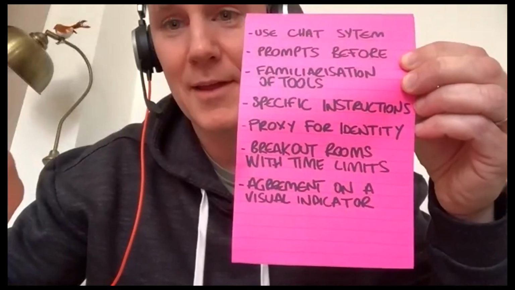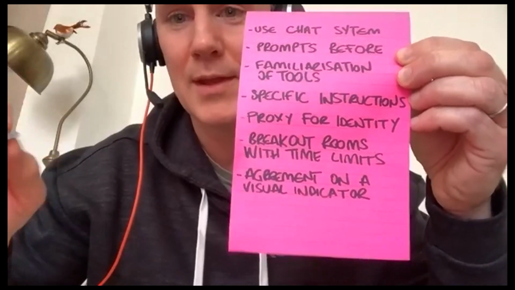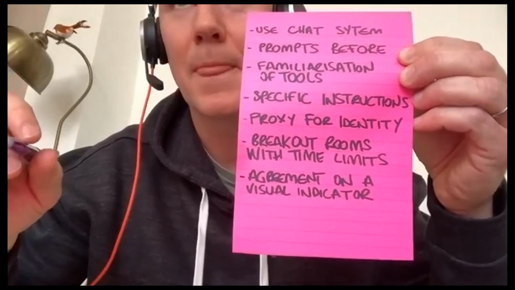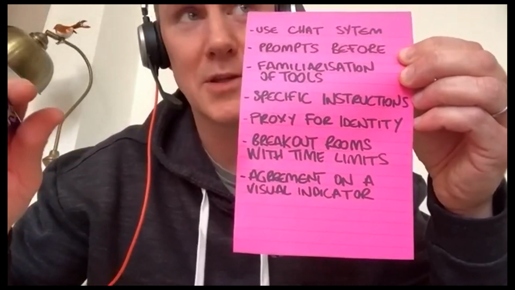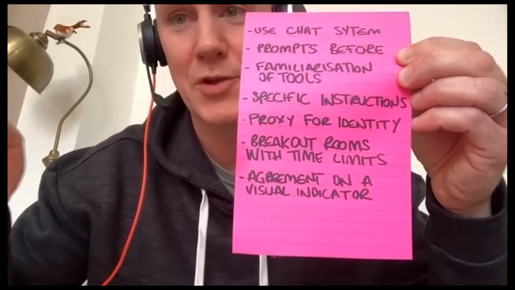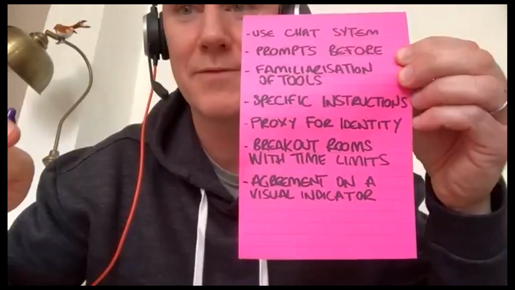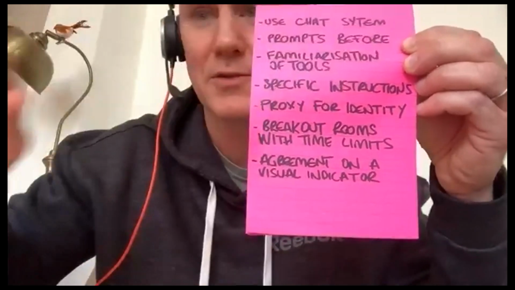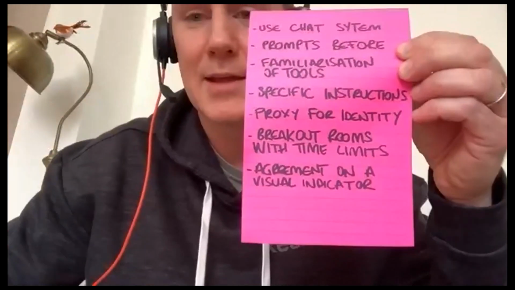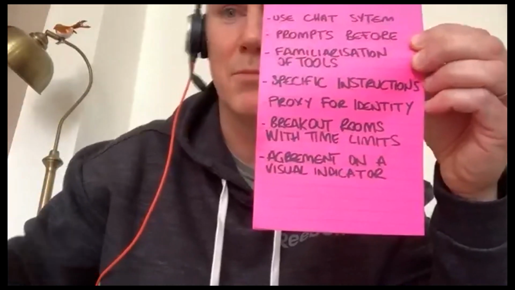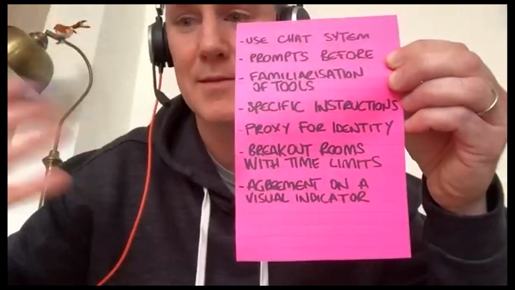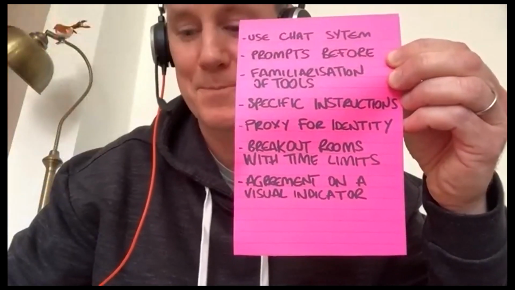And finally, an agreement on a visual indicator. So if you want to know if the energy is being lifted or if people understand, you can agree up front or ask the group to come up with some kind of visual indicator. So rather than just being lots of little faces, if you suddenly see everyone waving a hand or something, then it means something. Right. Excellent list. Thank you very much. Which group is next to go?